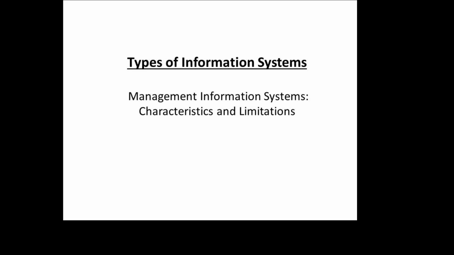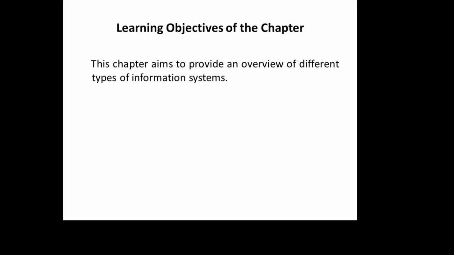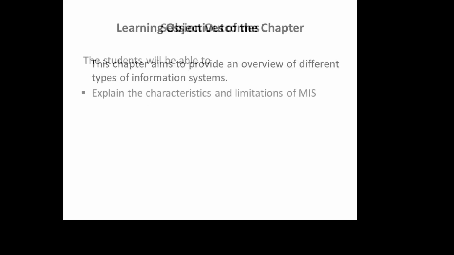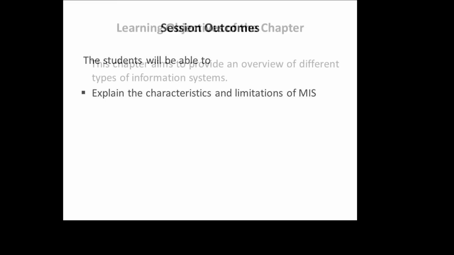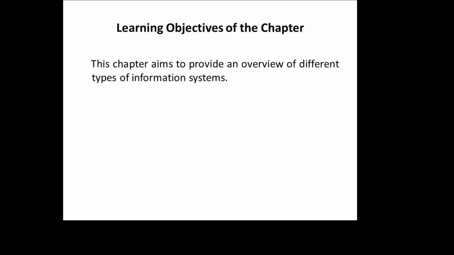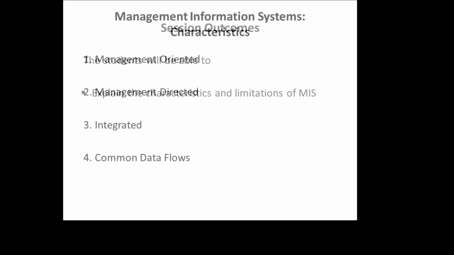In this session we are going to discuss the management information system, MIS, its characteristics and limitations. The session outcome would be that the student will be able to explain the characteristics and limitations of the MIS. The learning objective of this chapter is to provide an overview of different types of information systems. Now let us come to the discussion part.